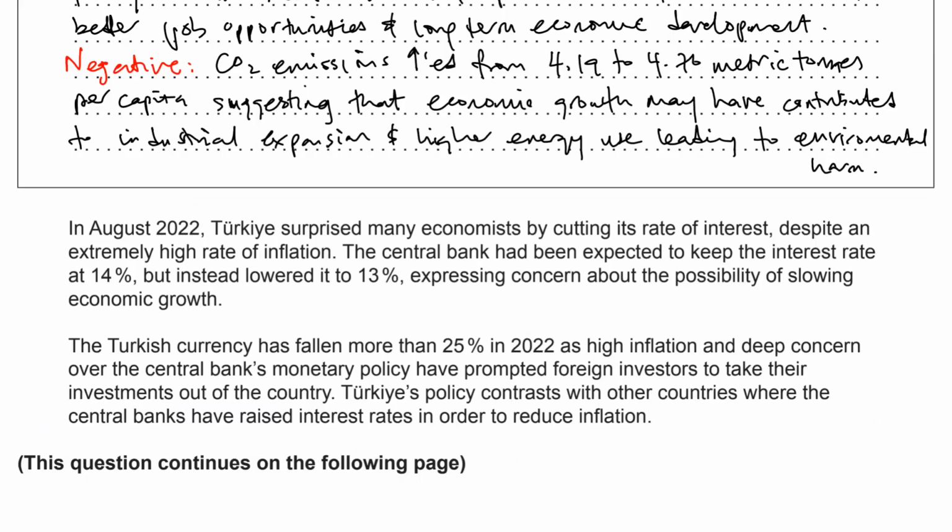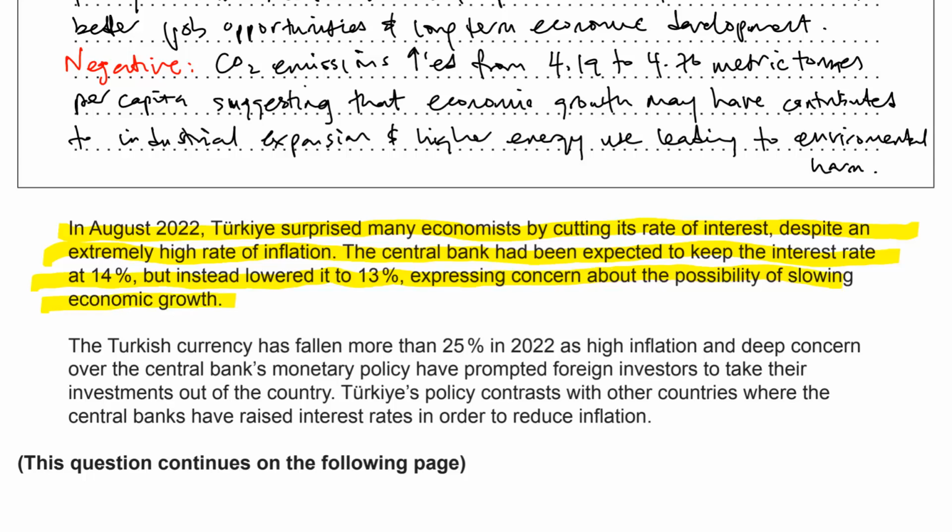Okay, so just below that part 4, we've got a bit of text over here. In August 2022, Turkey surprised many economists by cutting its rate of interest despite extremely high rate of inflation. The central bank has been expected to keep the interest rate at 14%, but instead lowered it to 13%, expressing concern about the possibility of slowing economic growth.